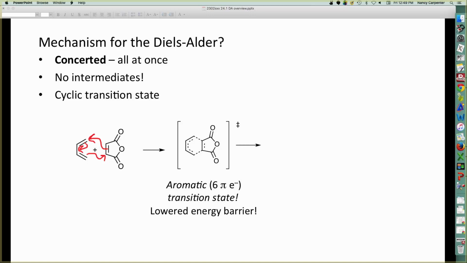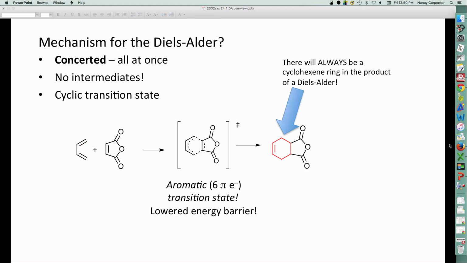So let's make it more obvious. This arrow is showing the formation of that bond. This arrow is showing the formation of the double bond that will end up being the cyclohexene, and this arrow is showing the formation of that bond. So it's a very low energy transition state because of its aromaticity, and again, as you can see, you end up with a cyclohexene in the product.